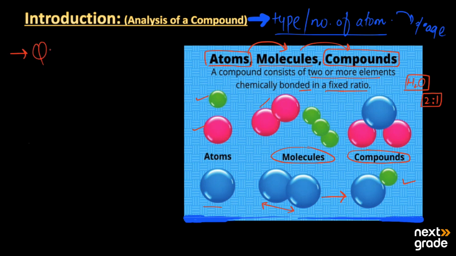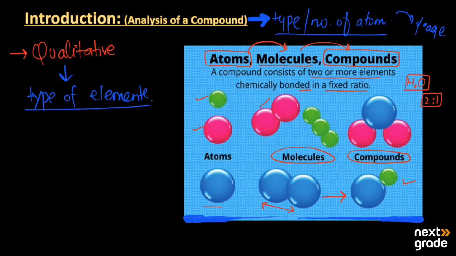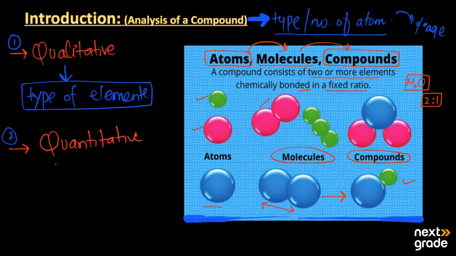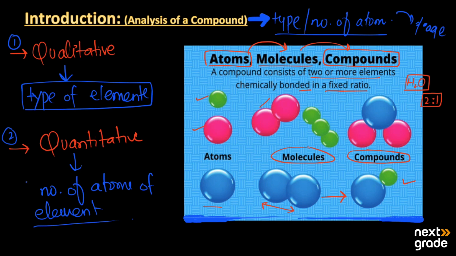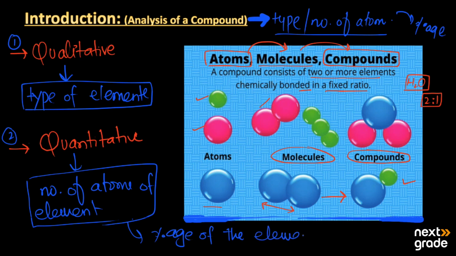The number one analysis we have is qualitative. In qualitative analysis, we simply know the type of elements that are present in the compound. And the second type of analysis is quantitative. In quantitative analysis, we find the number of atoms of an element that are present in the compound, or we also know the percentage of the elements that are present in the compound. So the percentage of an element in a compound, we can also find this.